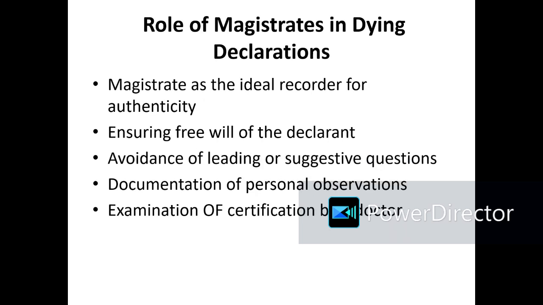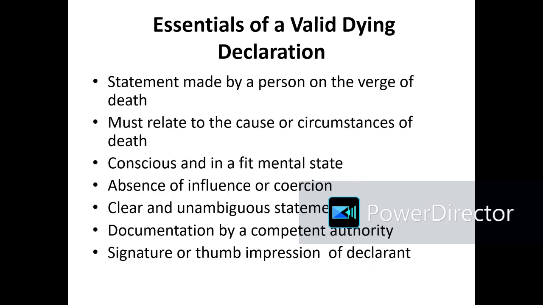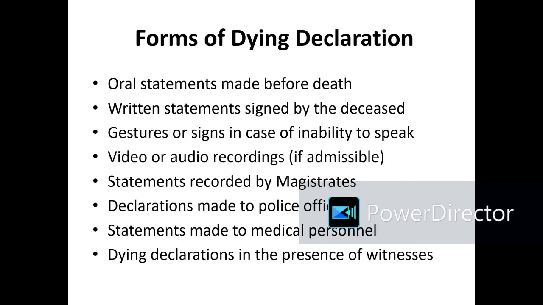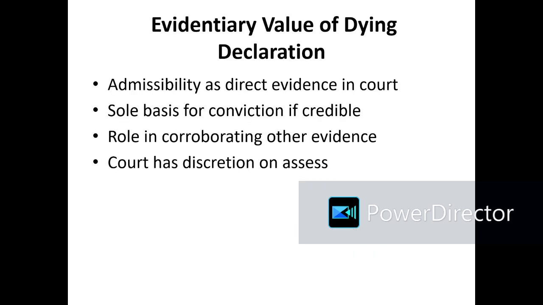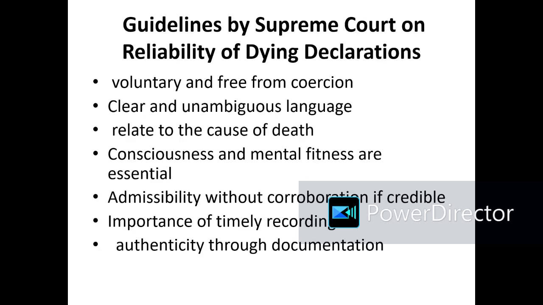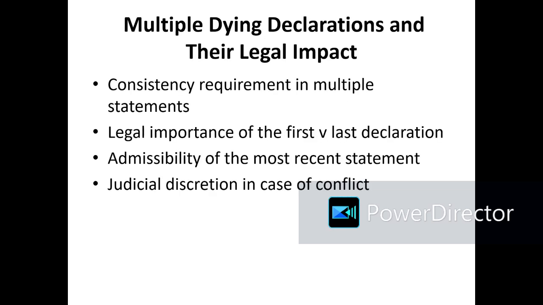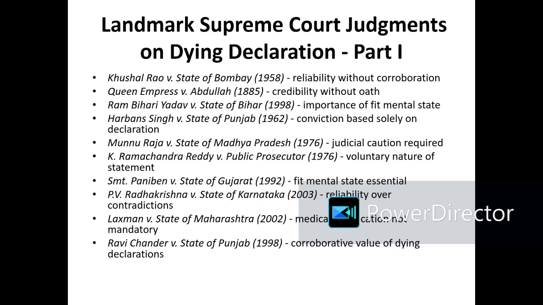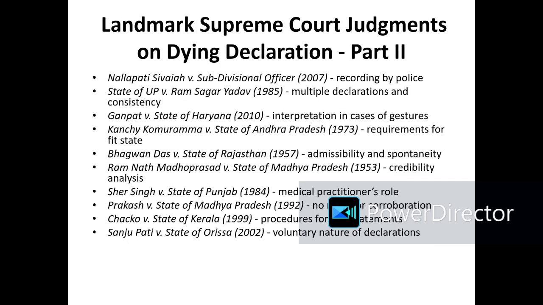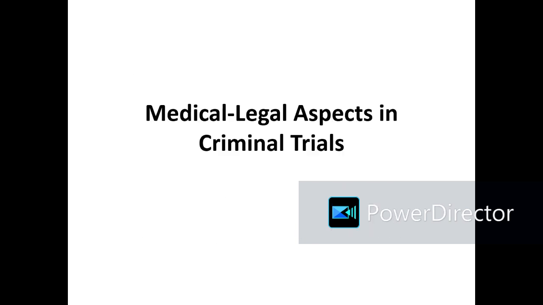There are essentials of a valid dying declaration. It is supposed to be made by a person on the verge of death. The statement must relate to the cause of death and the circumstances or transactions leading to death. The declarant must be certified mentally fit enough to give the declaration, and the statement must be made in the absence of undue influence or coercion. The statement must be in clear and unambiguous terms. The documentation has to be done by a competent authority, be it the medical practitioner or the magistrate or the police. The signature or the thumb impression of the declarant has to be taken while taking a declaration in written form. The signature of the competent authority, be it the magistrate or the police, has to be taken.